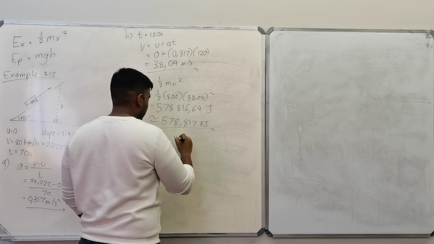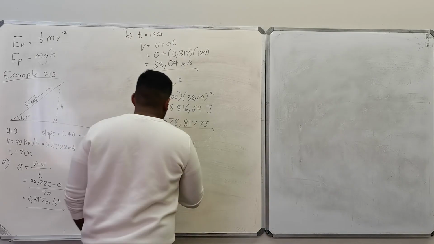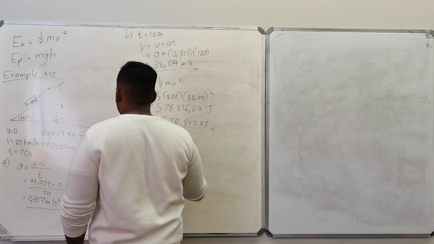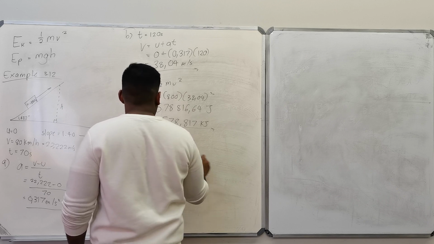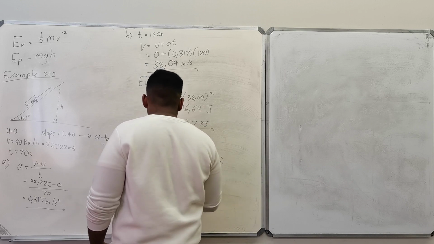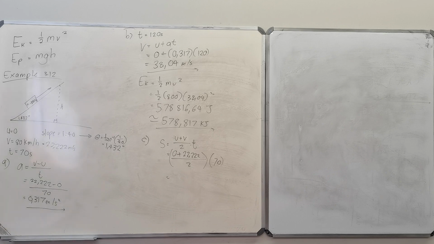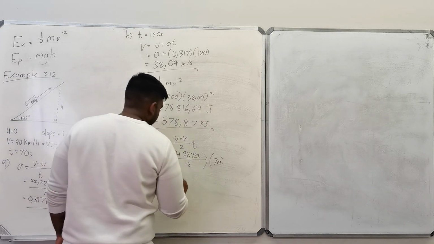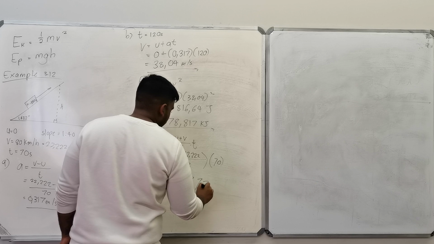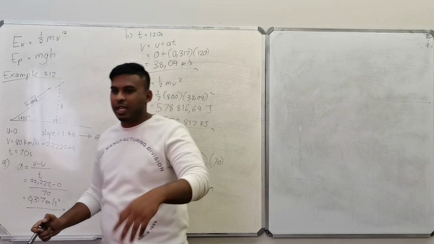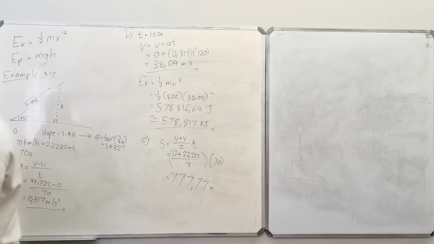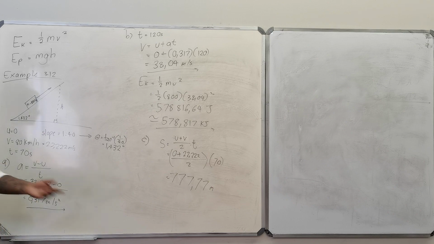S is equal to U plus V over 2 times T. U is equal to 0 plus V, which is 22.222, all over 2 multiplied by 70, which is 777.77. If you look at the equation they use, the other one, ut plus half at squared, you still come to the same number, right? Which is why all these formulas can work together.